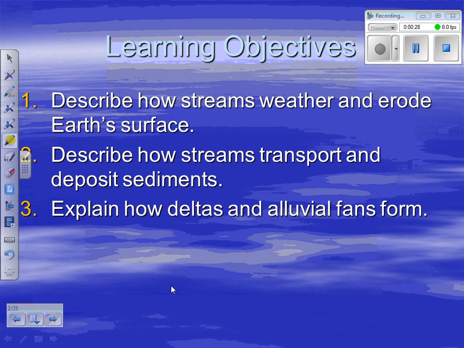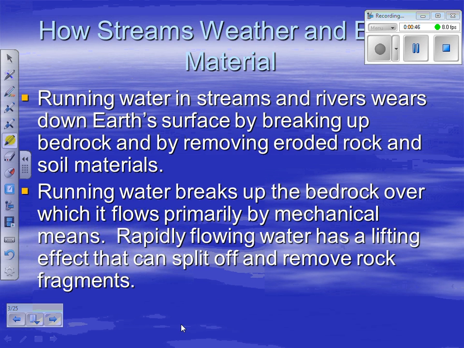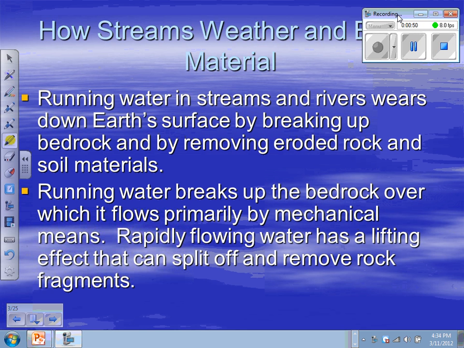The learning objectives for Section 2: we're going to describe how streams weather and erode Earth's surface. I'm going to describe how streams transport and deposit sediments. And finally, explain how deltas and alluvial fans form. How streams weather and erode material.